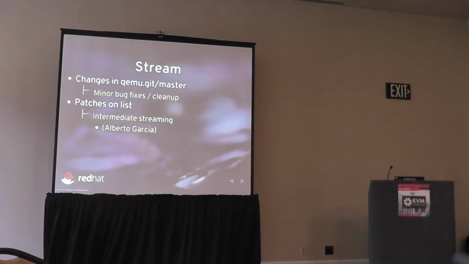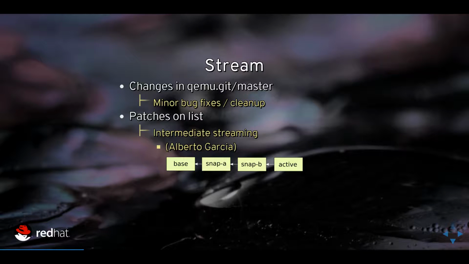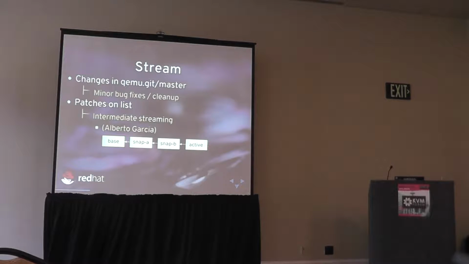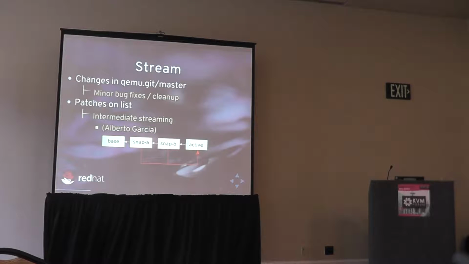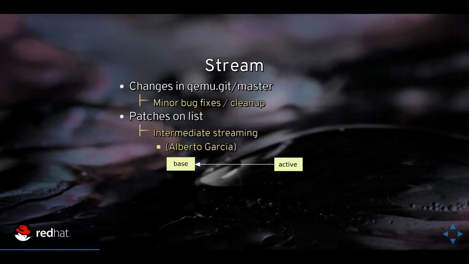But this patch series brings some feature parity to block streaming, similar to what was in place for block commit. Currently, when we are doing block streaming with what's in QEMU now, we can start from any given base image in the chain, but then everything between that and the active layer gets pushed up into the active layer. So in this case, we can take data in snap A and data in snap B, and we can push that up into the active layer.